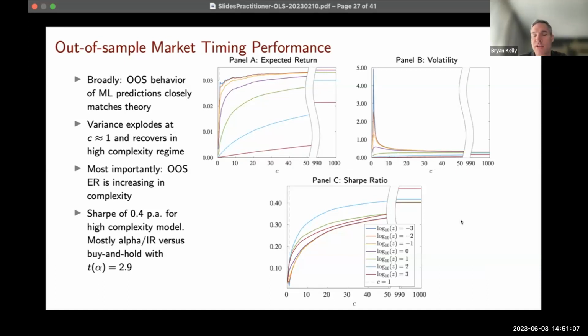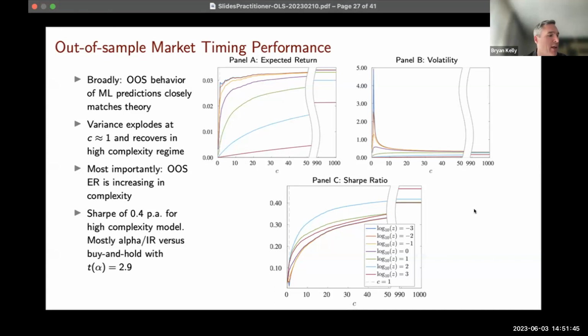Volatility behaves also exactly as the theory suggests. It's increasing until we hit C equals 1. Once we move past C equals 1, the volatility of the trading strategy retracts, comes back down, and is continually decreasing, eventually flattens out. This implies then, of course, that the Sharpe ratio pattern is exactly like what we see in the data, right? As I increase complexity, this spike in volatility means that the Sharpe ratio takes a dip at C equals 1, but above C equals 1, the Sharpe ratio is strictly increasing.